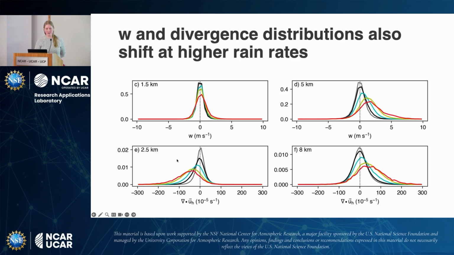And then we have divergence, 2.5 kilometers on the left and 8 kilometers on the right. So this one is slightly further aloft to capture the signal. We see similar patterns here where the distributions also shift at higher rain rates.